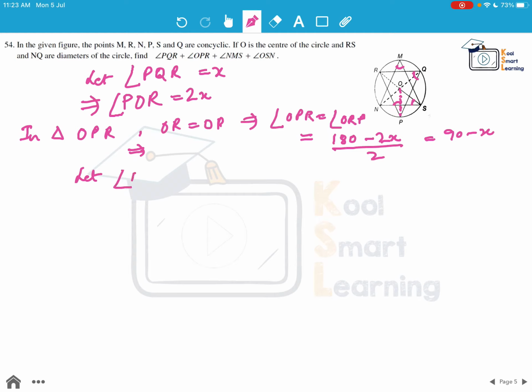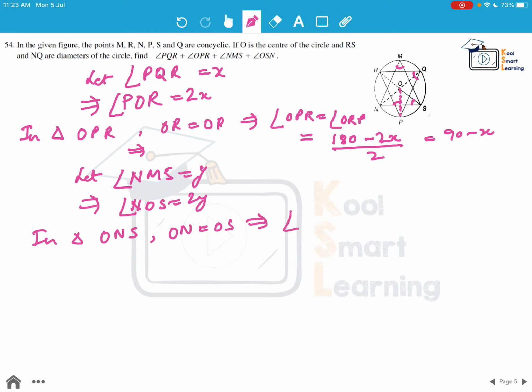Right? Similarly, let's call angle NMS to be y. This would mean angle NOS will be 2y. Now in triangle ONS, we again have ON equal to OS, which is the radius. So this implies angle ONS will be equal to angle OSN, and that will be equal to nothing but 180 minus 2y by 2. So again 90 minus y.